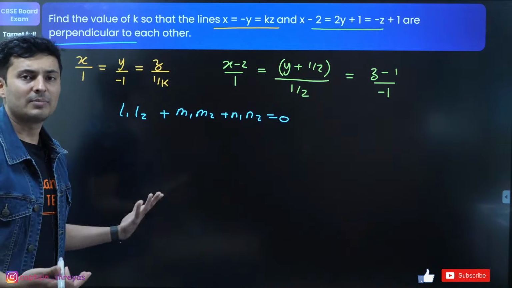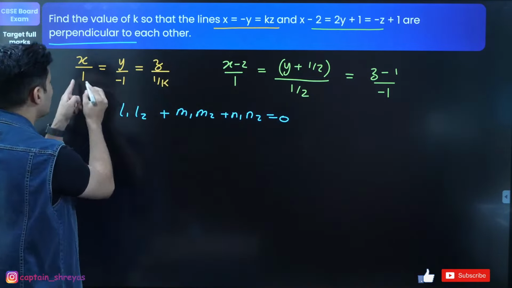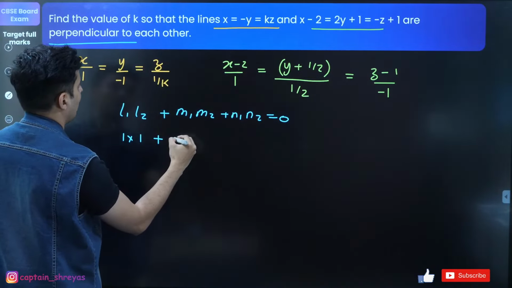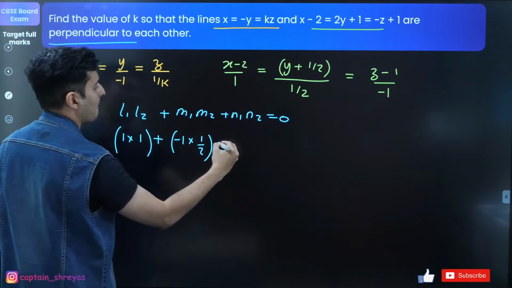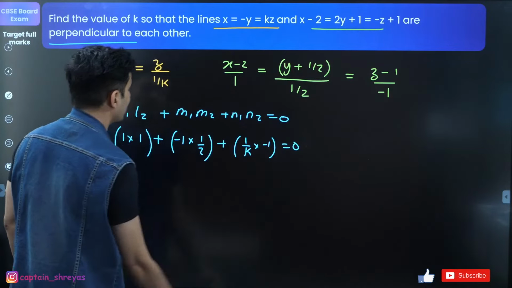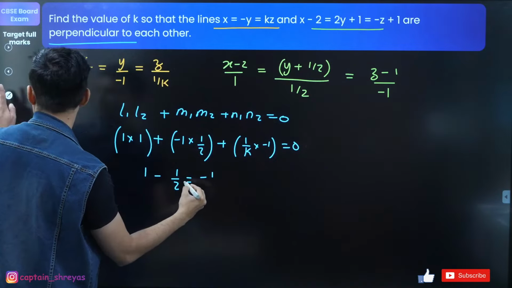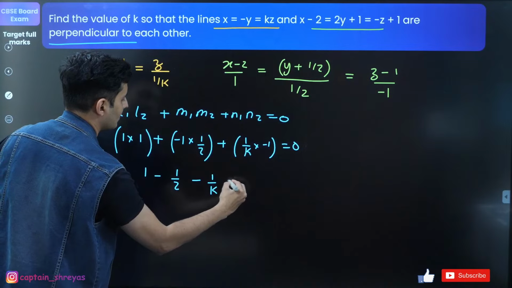A1, A2 plus B1, B2 plus C1, C2. Whatever symbols you want to use. So here it will become 1 into 1 plus minus 1 into half, plus 1 by k into minus 1 is equal to 0. Just check it out. So 1 minus half, minus 1 by k is equal to 0.